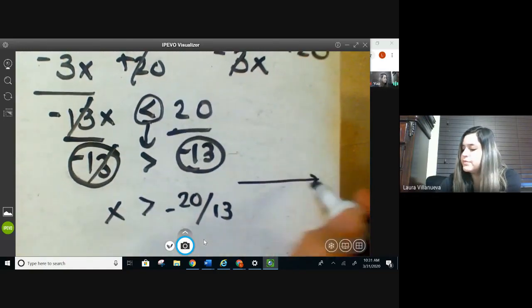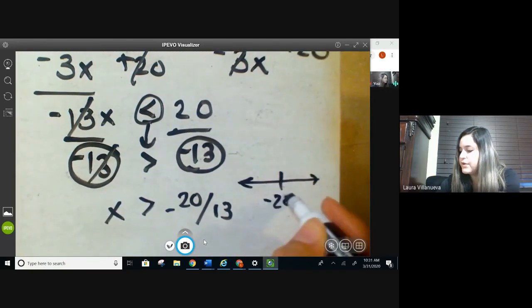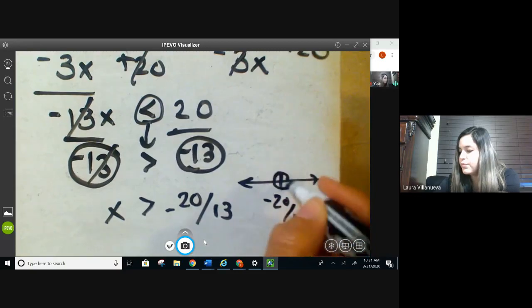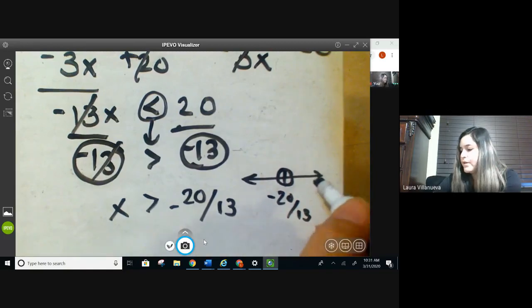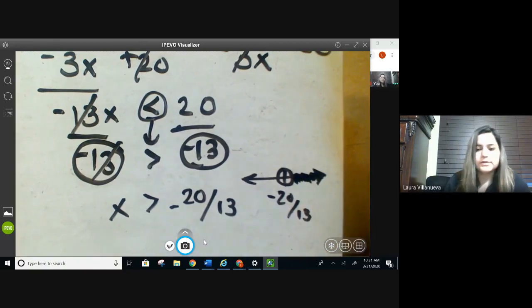And then you do your number line. This is the easy part. Once you get your answer, you're going to open circle this. Why is it open? Because it doesn't have a little equal to at the bottom. And then you're going to shade on the right.